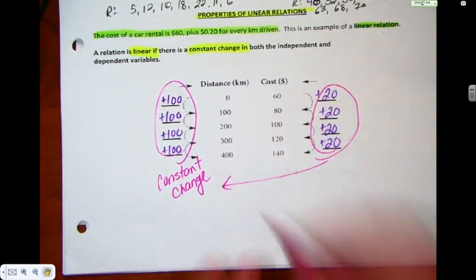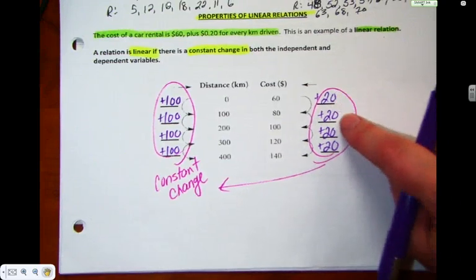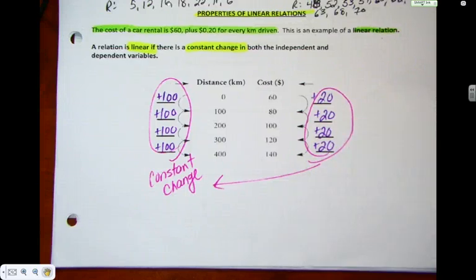It means both the x and the y have a constant change. They're both going up by the same amount every single interval. Again, next year we'll start to look at functions when this doesn't happen. Maybe this one's plus 20, and then plus 40, and then plus 80, and plus 100. That's not constant change. A linear function is when both the independent and the dependent variable have a constant change.